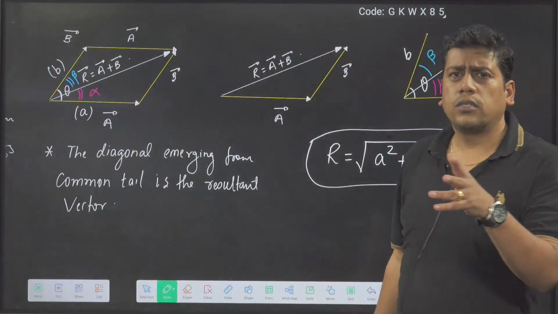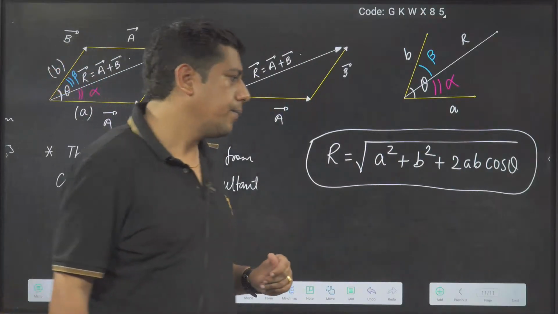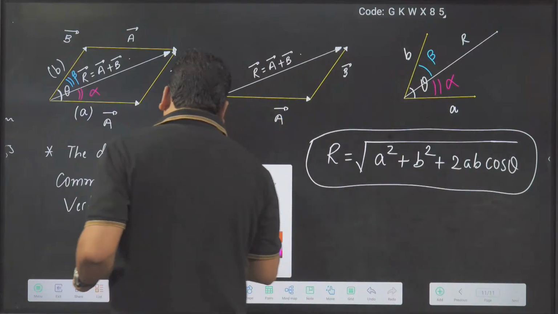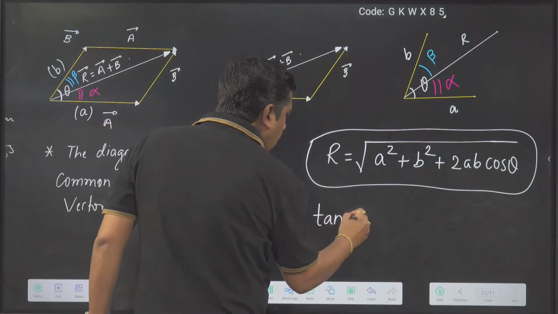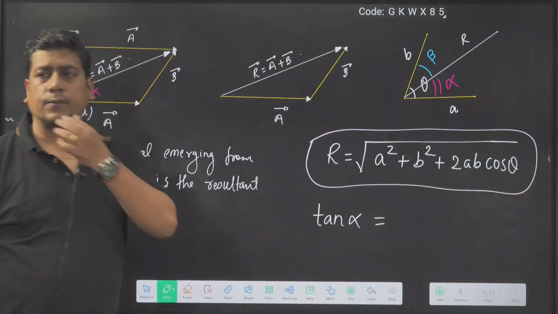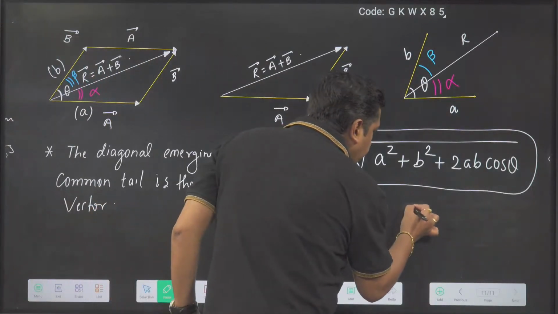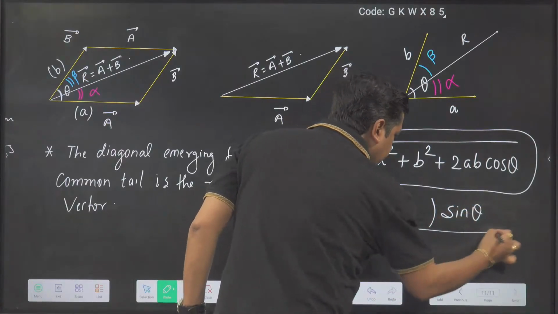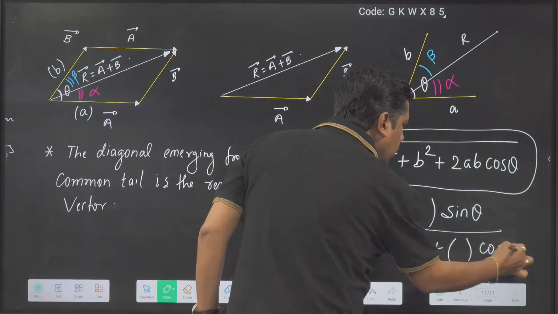Anyone, not both. You don't need to find both alpha and beta. Either alpha or beta. Okay? Now, obviously, we have a formula for that also. If you are finding alpha, please remember the format. The formula of tan alpha is something into sine theta divided by something into cos theta.